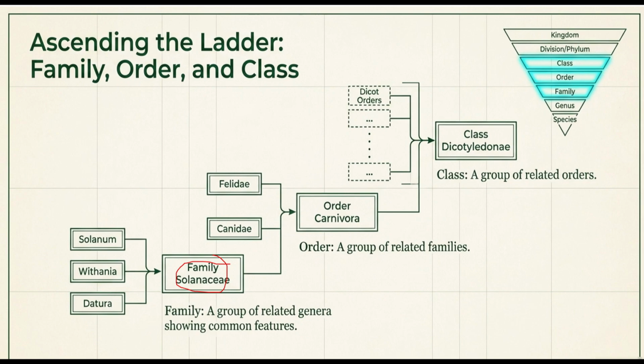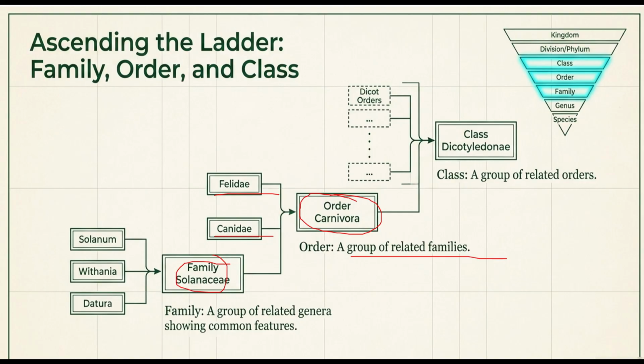And what is an order? An order is formed by grouping related families together. For example, the families Felidae and Canidae are included in the order Carnivora, right? So the example is order Carnivora. So we have Felidae and Canidae. So order is a group of related families. These are related families. Okay.